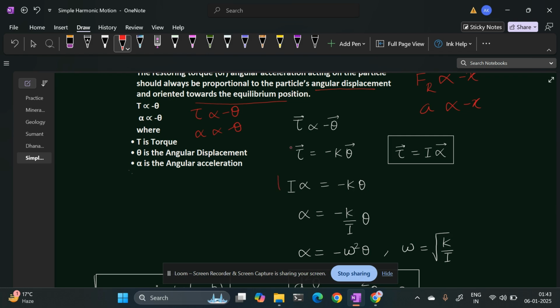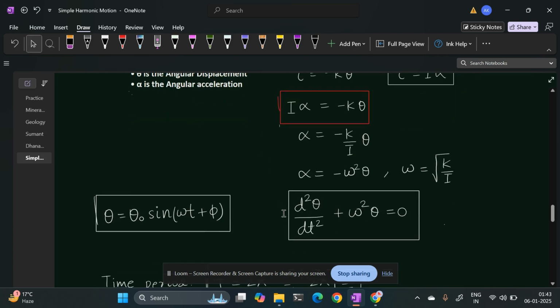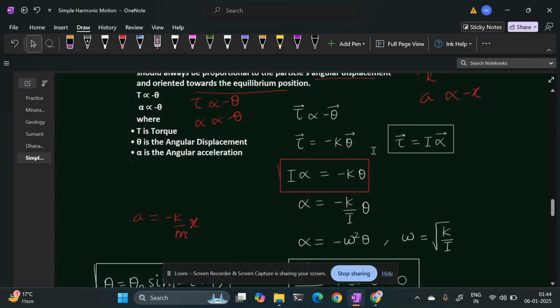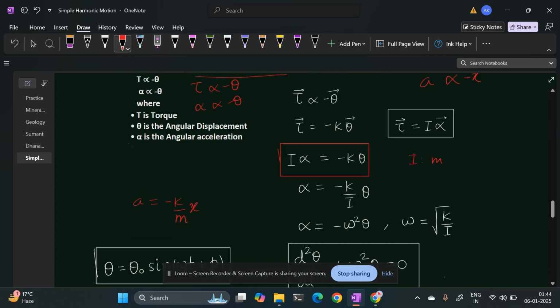So when we equate I alpha equals minus k theta, we will get alpha equals minus k by I theta. That is the same as we already saw in linear SHM, that is a equals minus k by m into x. From here we get alpha equals minus omega square theta, where omega equals root under k by I. Here I is the moment of inertia of the body.